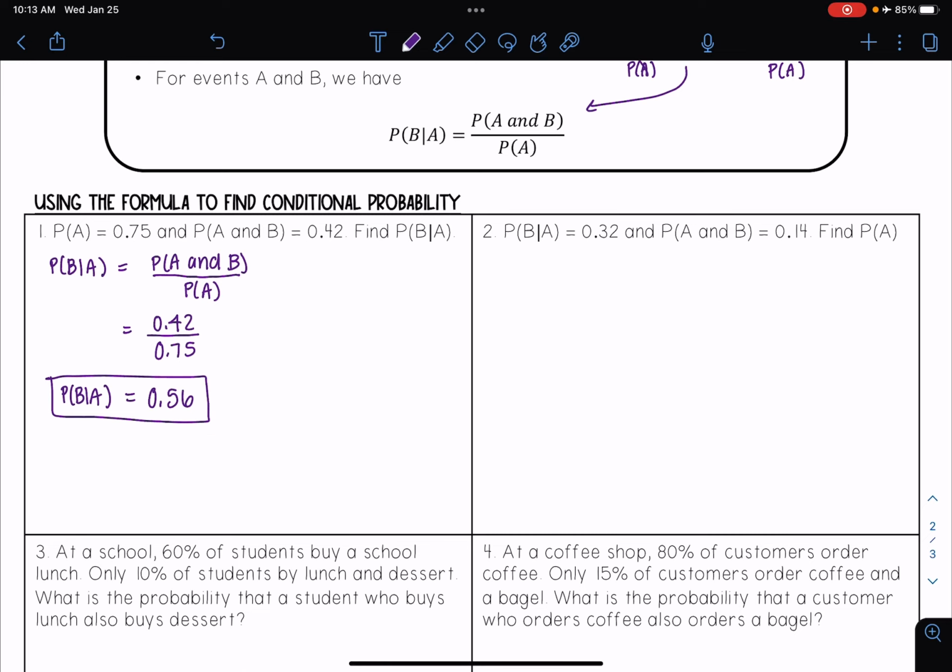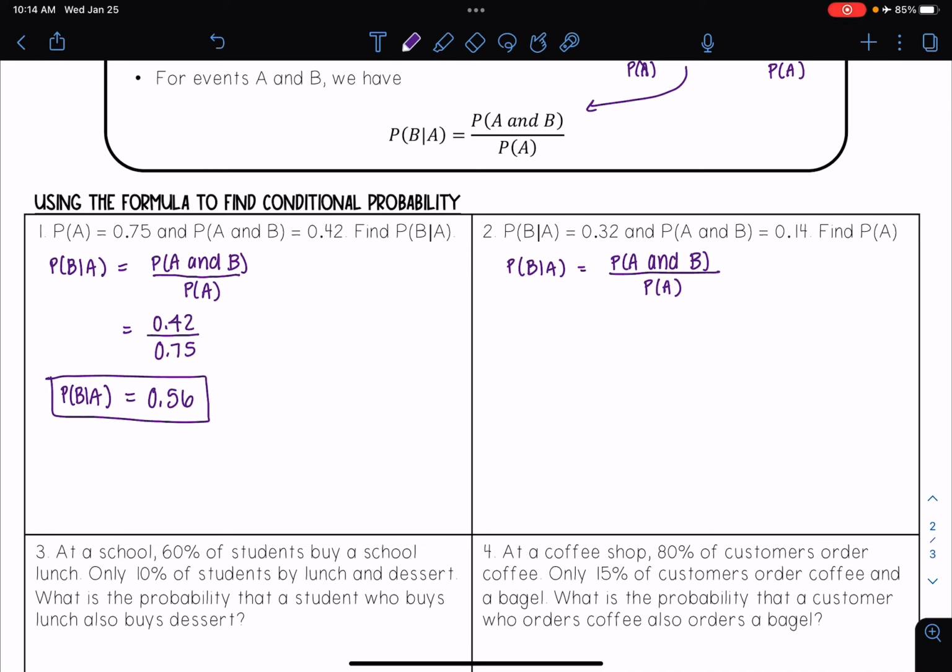Okay, now number 2 looks a little bit different. This time it says probability of B given A is equal to 0.32 and probability of A and B is equal to 0.14. Find probability of A. So this time we're finding the probability of A. I'm still going to use my formula that we have above, but now my numbers are going to be plugged in elsewhere.